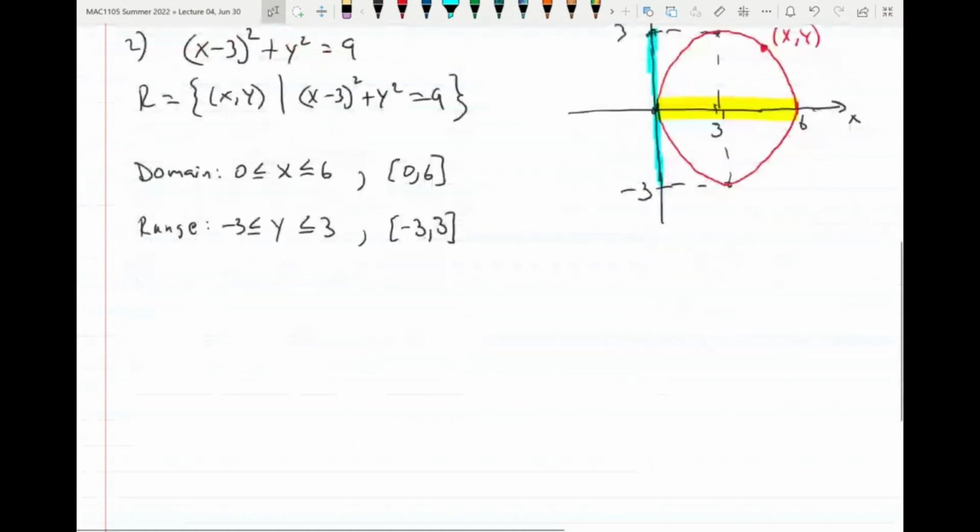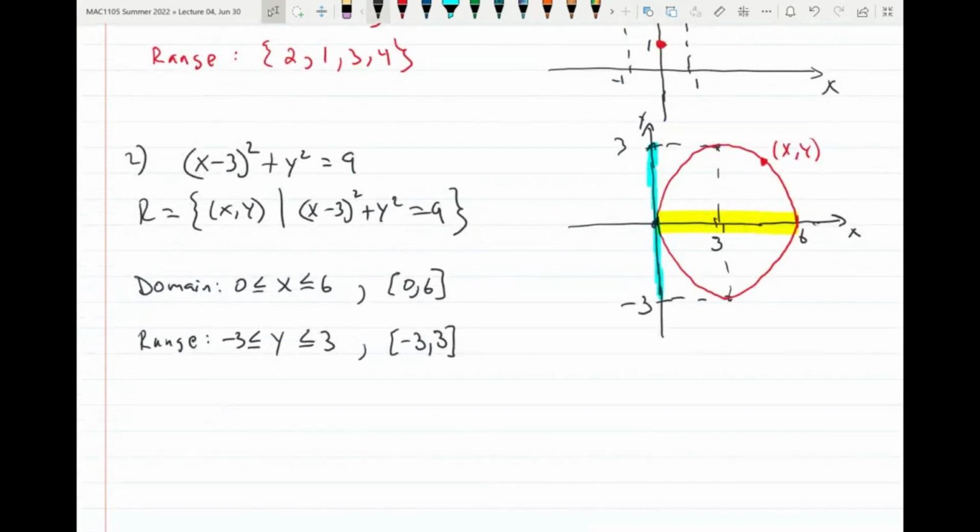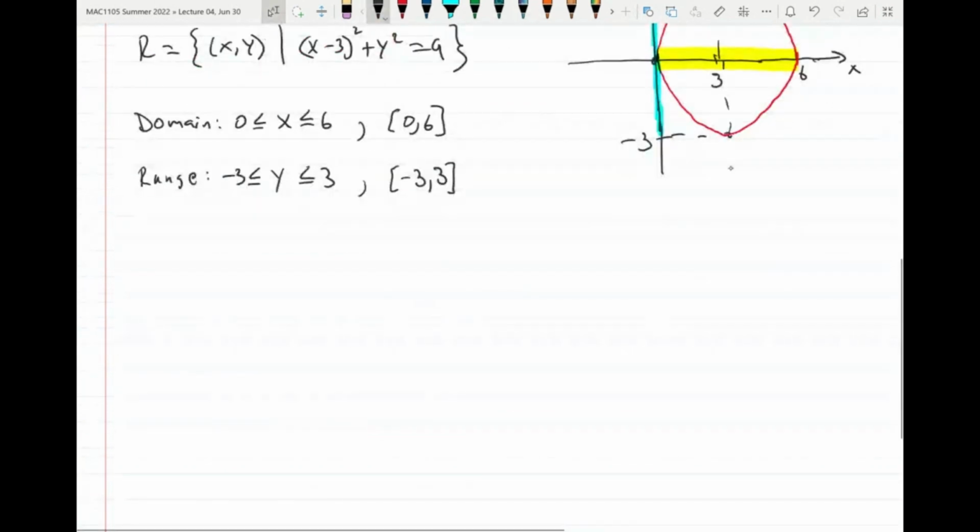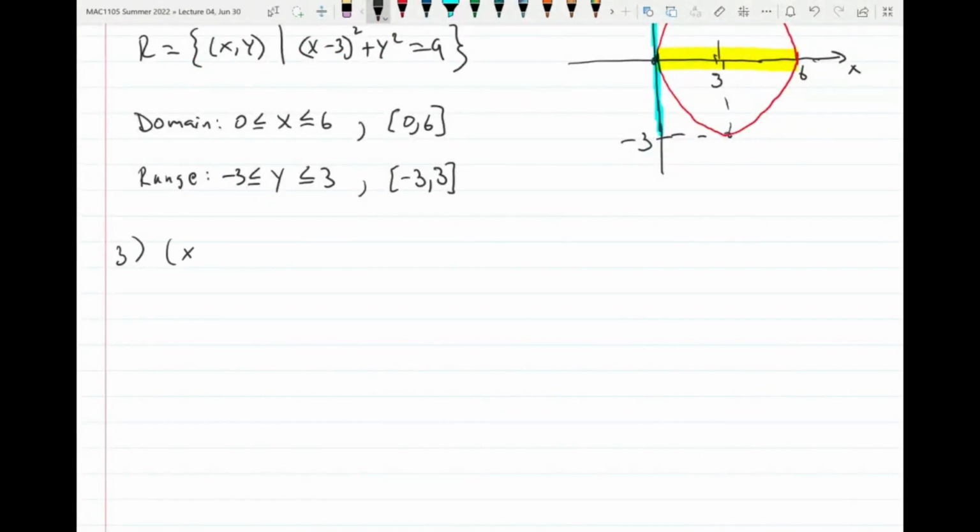Okay, so let me give you one for you to try. That was number 2. Why don't you try this one? Number 3. (x + 4)^2 + (y - 1)^2 = 4. So determine the domain and the range. Give you 2 minutes.